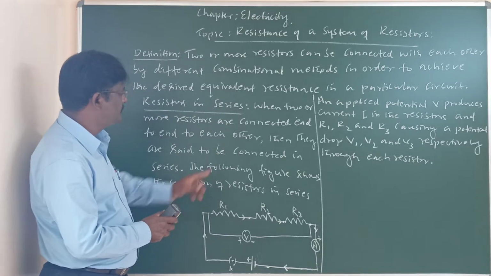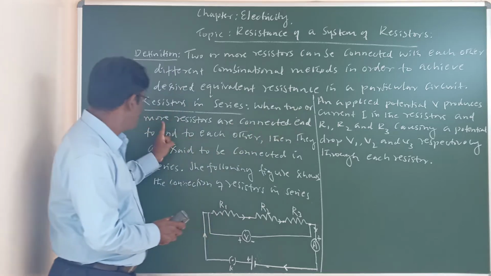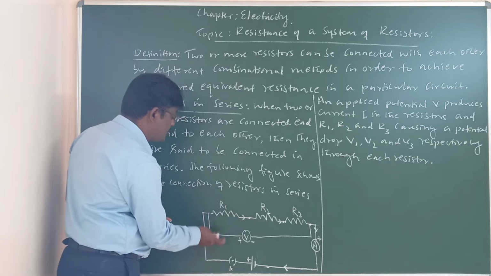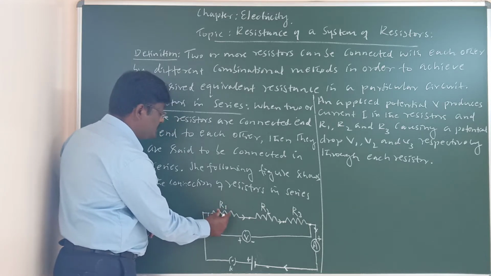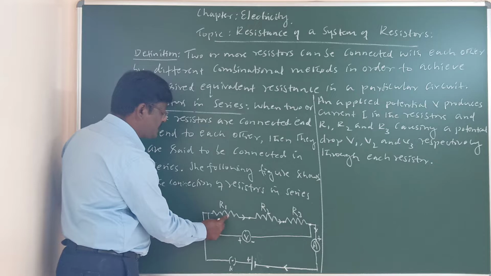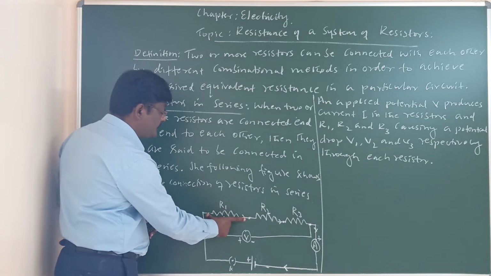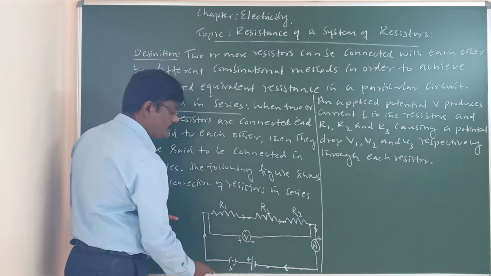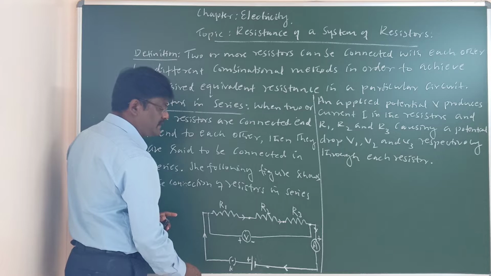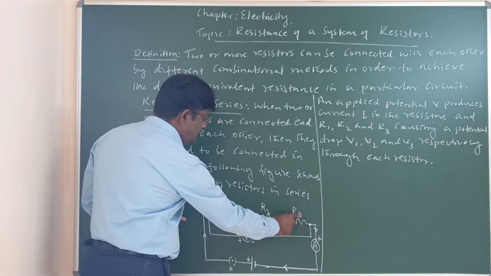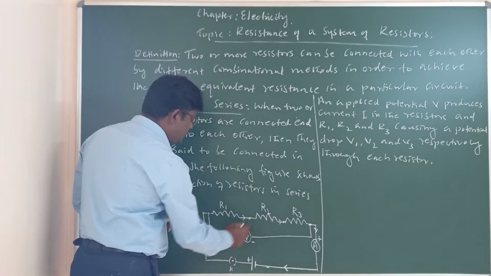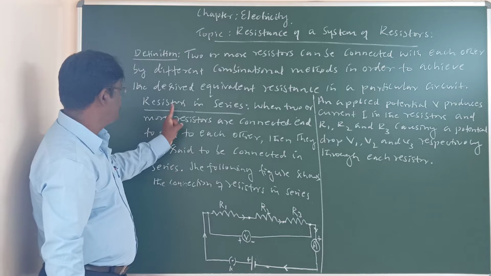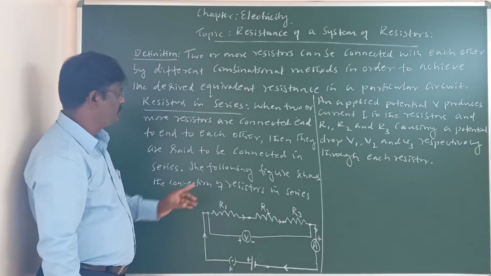Now we shall take resistors in series. What is resistors in series? When two or more resistors... Look at children. R1, that means the resistance of the first resistor is R1. This is the electrical circuit symbol. R2 stands for what? Resistance of the second resistor. R3, resistance of the third resistor. These are connected end to end. Such a connection we say what? Resistors in series.